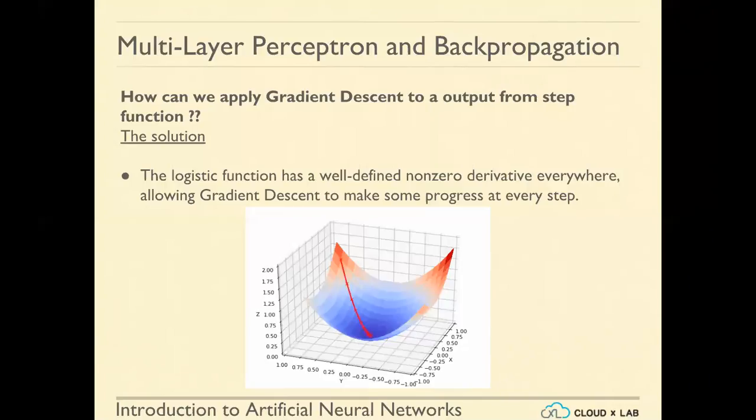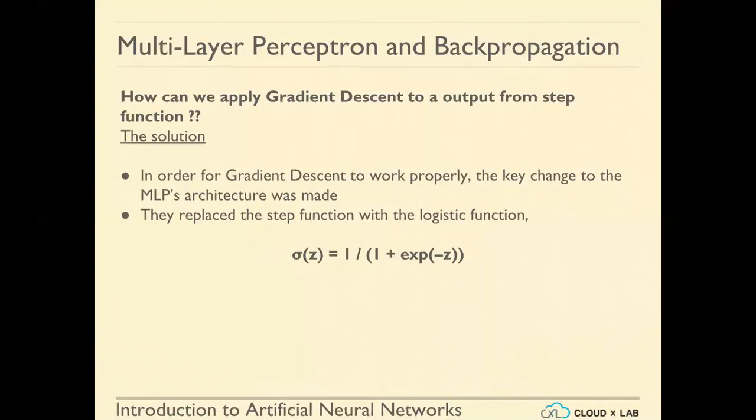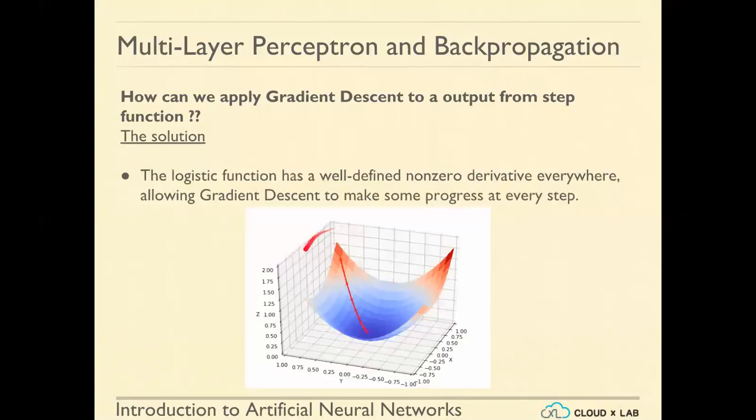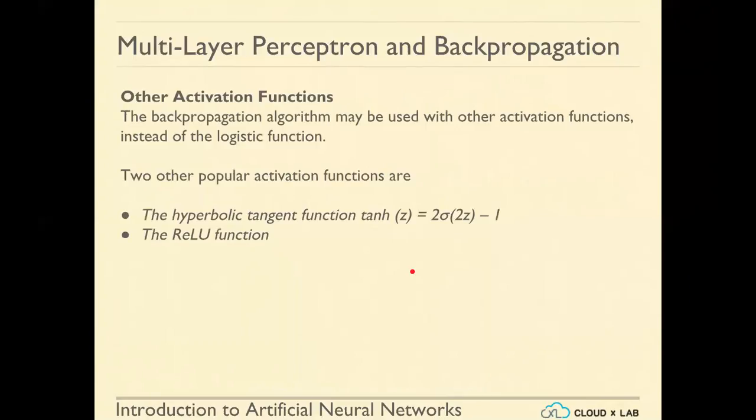Since your error is going to depend on this, and hence we have to compute the rate of change for this, the gradient descent will work really well and will make some progress at every step.